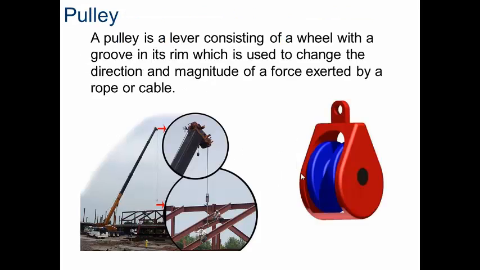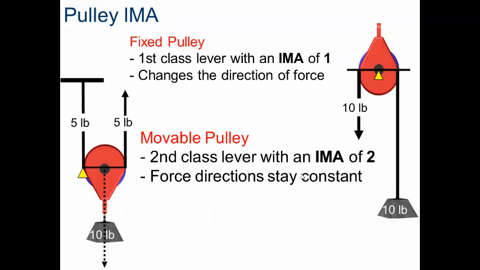A pulley is like a lever consisting of a wheel with a groove in its rim, which is used to change the direction and magnitude of a force exerted by a rope or a cable. The pulley's ideal mechanical advantage varies depending on what type of pulley you have. Let's take a look at the fixed pulley first.